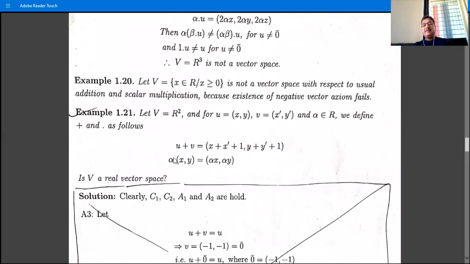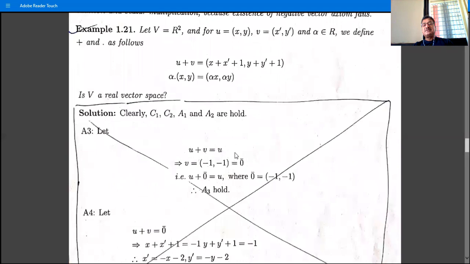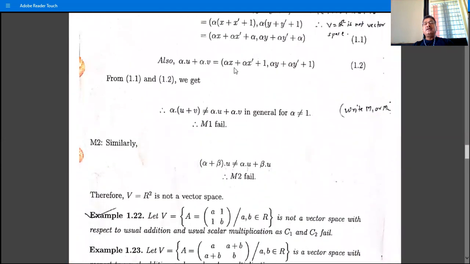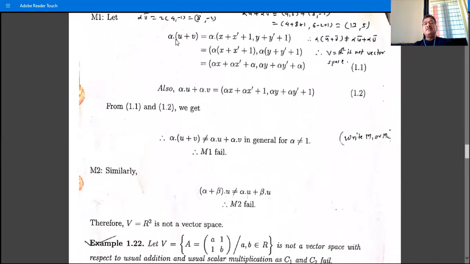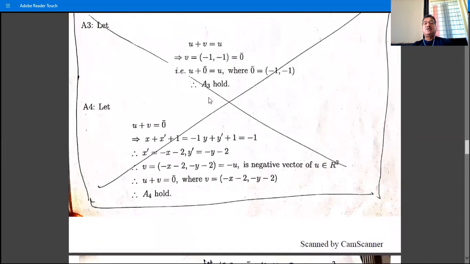Multiplication, scalar multiplication, this definition; addition is this definition. And what is your observation? This is alpha (u plus v), and this is alpha u plus alpha v. So these two are not equal. We have alpha (u plus v) is this, and alpha u plus alpha v is this. These two are not equal, and therefore we say M1 fails, and therefore V is not a vector space under these two operations.